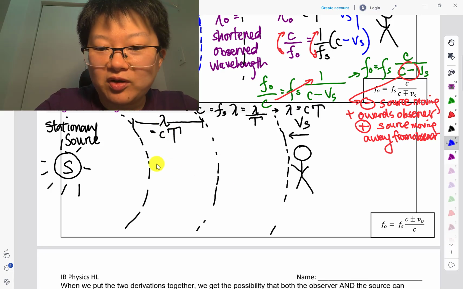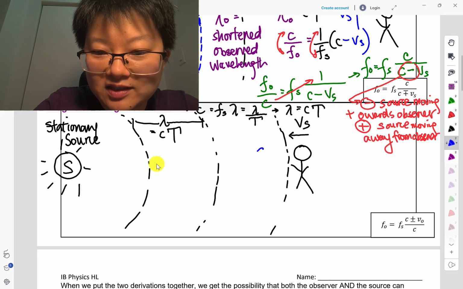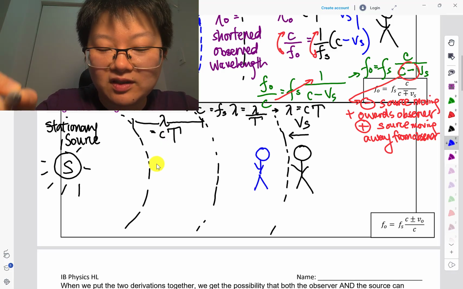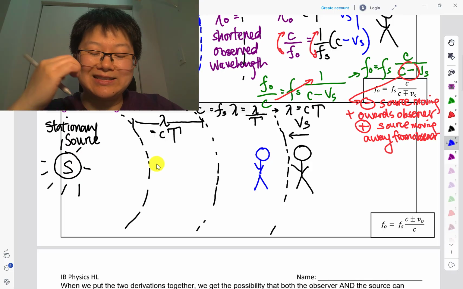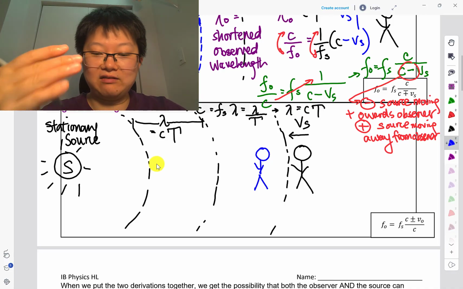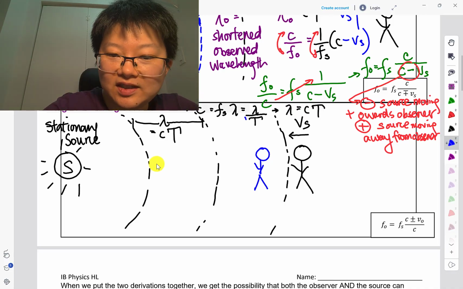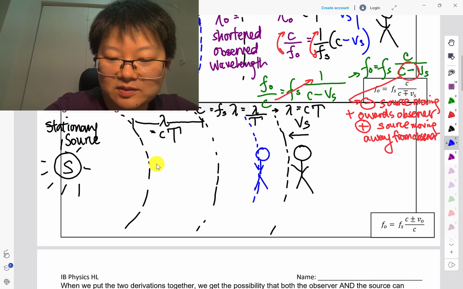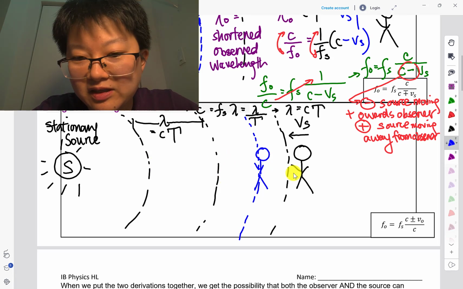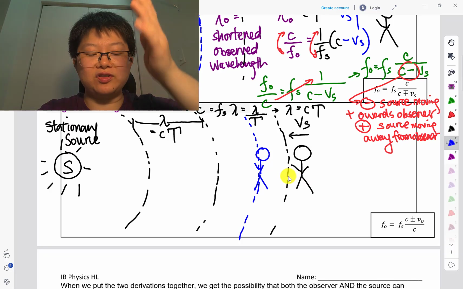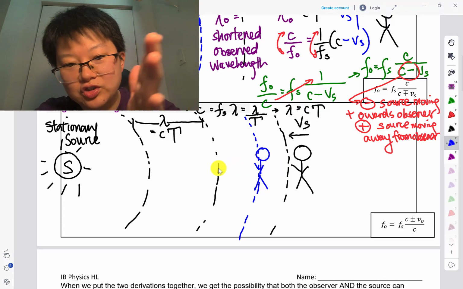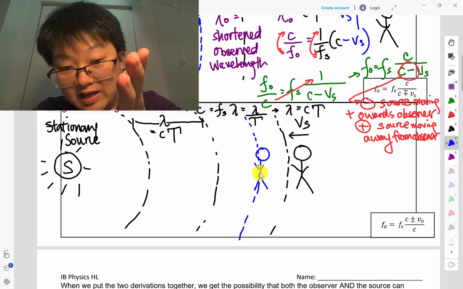But because this person's moving forward, let's say by the time this person gets here, this person is then going to be able to detect the next wavefront earlier than they're supposed to. So let's say I'm going to draw this line here. Originally this black line was going to be here by the time this person heard it. But instead, it would only have traveled this shortened distance instead.